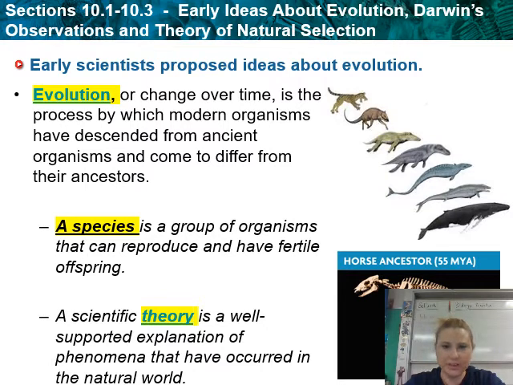ancestors. Some things to remember when we talk about this and going forward, a species is a group of organisms that can reproduce and have fertile offspring. Those species get together and make a bigger population inside an ecosystem. And a theory is a well-supported explanation of phenomena that have occurred in the natural world.